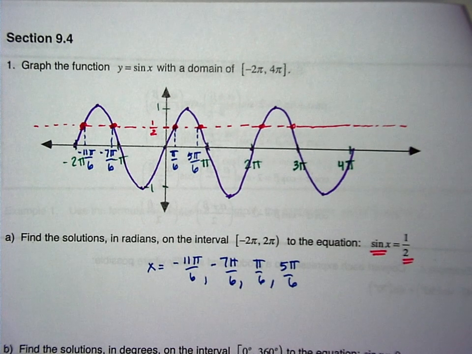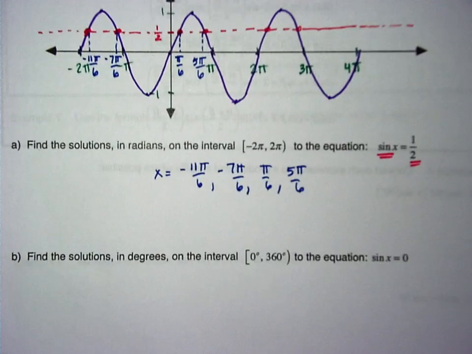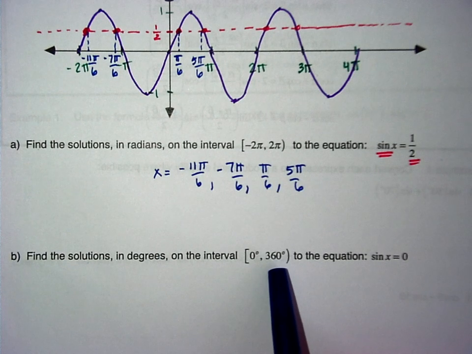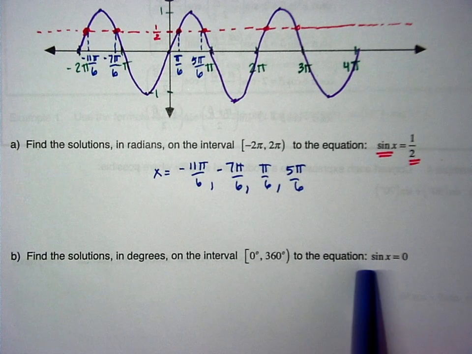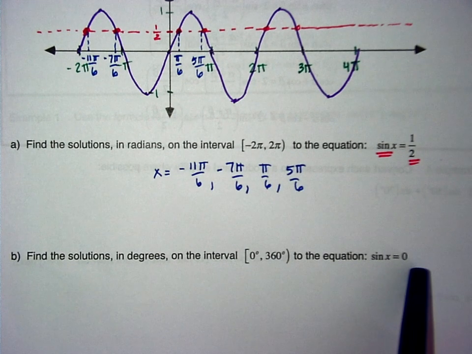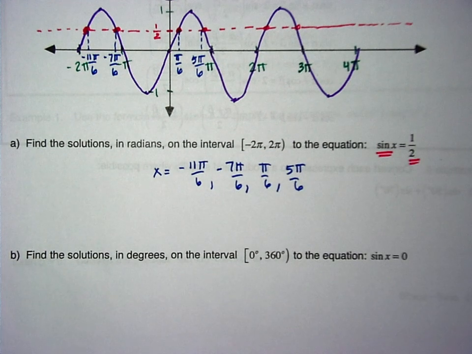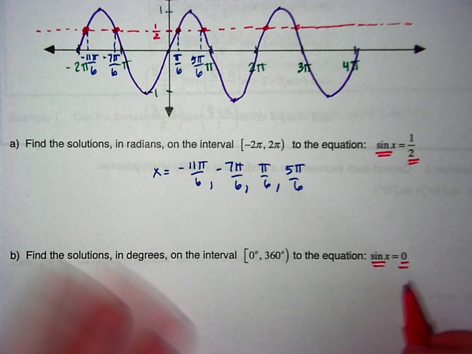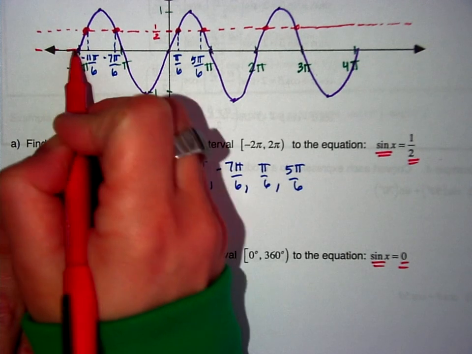Find the solutions in degrees, move it down, on the interval from 0 inclusive to 360, not including 360, to the equation sine of x equals 0. Okay, well, let's go back up. And again, I'll do a red dotted line of when these two intersect. So when is y equal to 0? Well, that's just right along our x-axis.